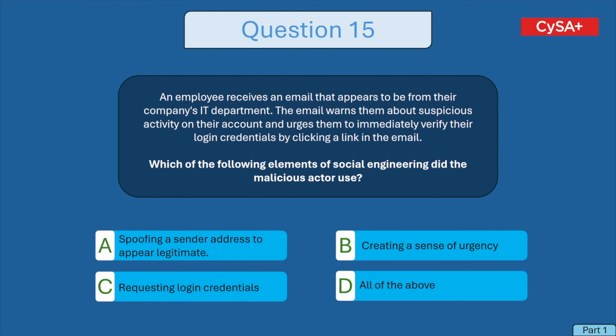Question 15. An employee receives an email that appears to be from their company's IT department. The email warns them about suspicious activity on their account and urges them to immediately verify their login credentials by clicking a link in the email. Which of the following elements of social engineering did the malicious actor use?